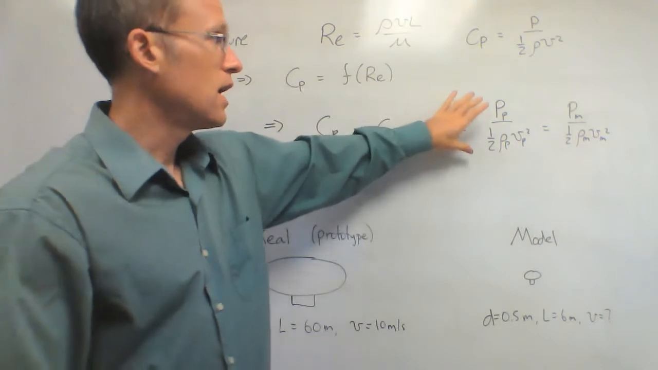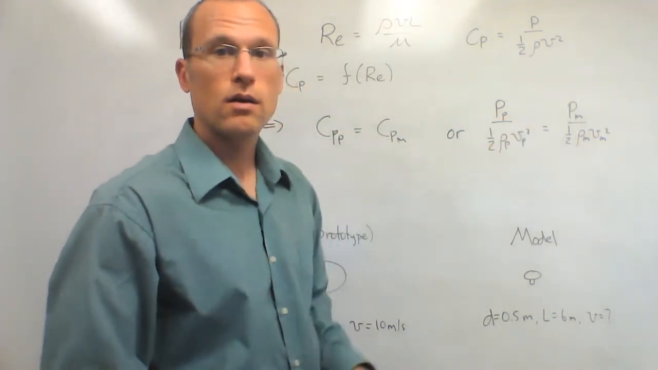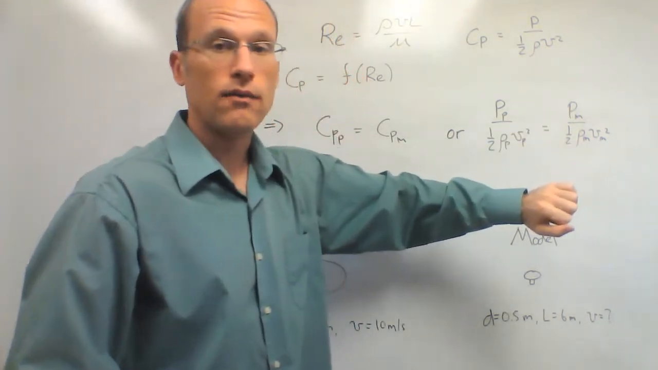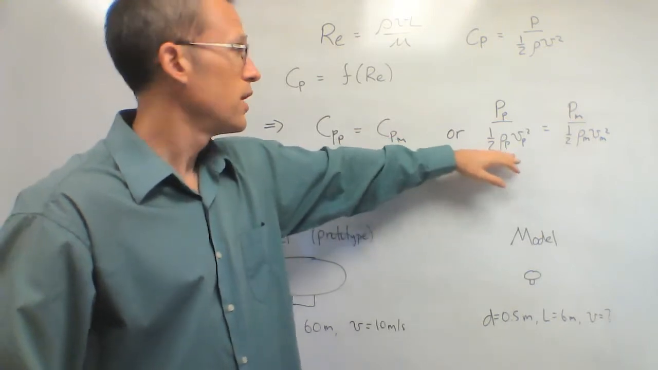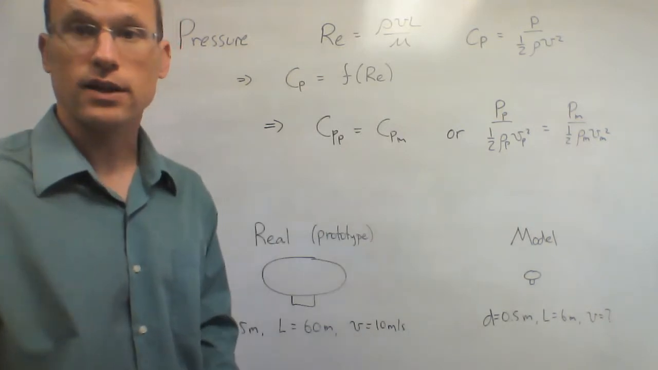So from this now I can calculate, if I measure a pressure on my model, I know the density, I know the velocity in the model, I know the density, and I know the velocity for my prototype, so I can back out the pressure on my prototype based on what I measured in the lab.